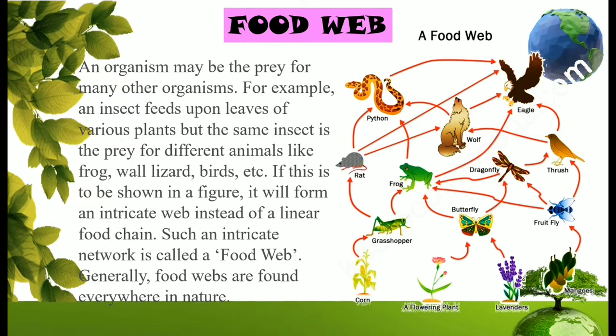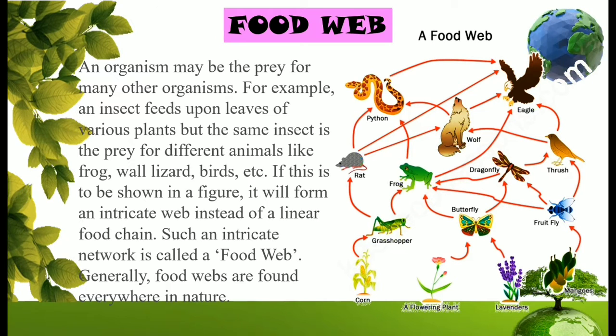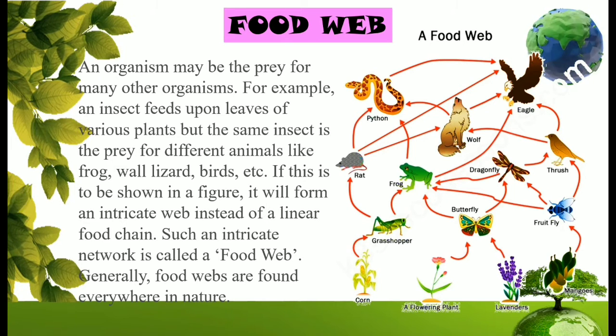Generally, food webs are found everywhere in nature. ठीक है, as I told you, अगर एक insect है तो जरूरी नहीं है कि insect ही plants को खाएंगे. There are other animals also which can eat plants, and then this chain keeps on getting confusing because कोई भी animal किसको भी खा सकता है, ऐसे particular ऐसा नहीं है कि इसी को ही खाएगा.